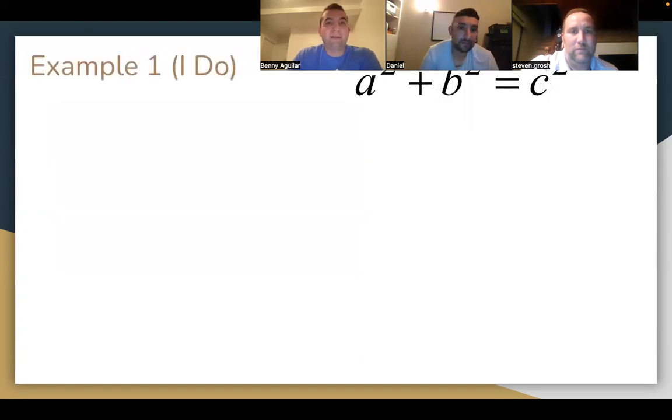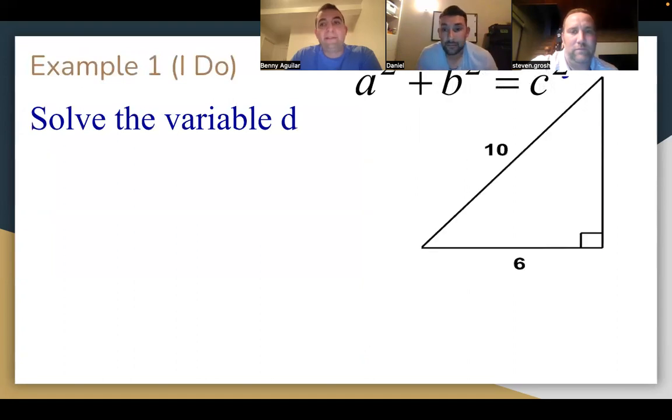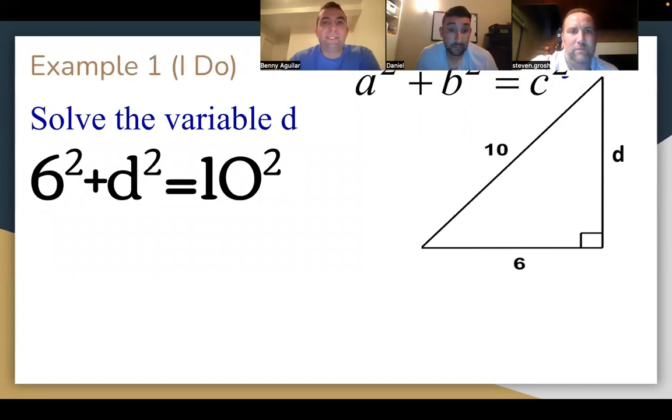So now let's go ahead for our first example. I will do it with you guys. So it's an I do, we're going to solve for the variable D. Here it comes. Let's go ahead and set it up. The first thing I noticed, if you take a look, I'm going to label mine. So I have my A being 6, my B being D, and my C being 10.